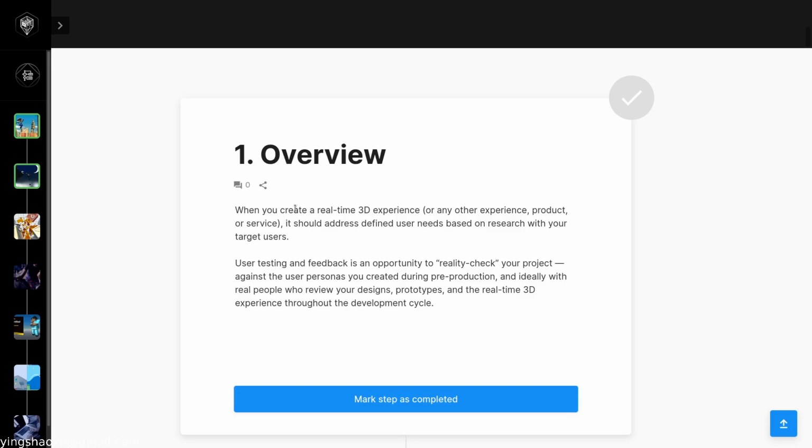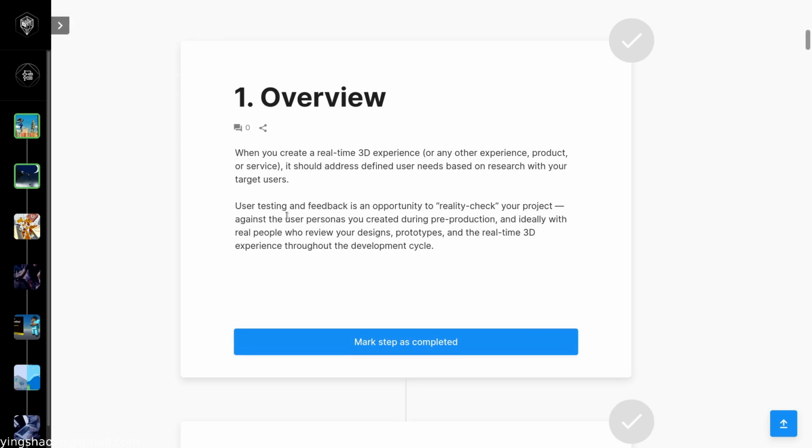1. Overview. When you create a real-time 3D experience or any other experience product or service, it should address defined user needs based on research with your target users. User testing and feedback is an opportunity to reality check your project against the user personas you created during production, and ideally with real people who review your designs, prototypes, and the real-time 3D experience throughout the development cycle.